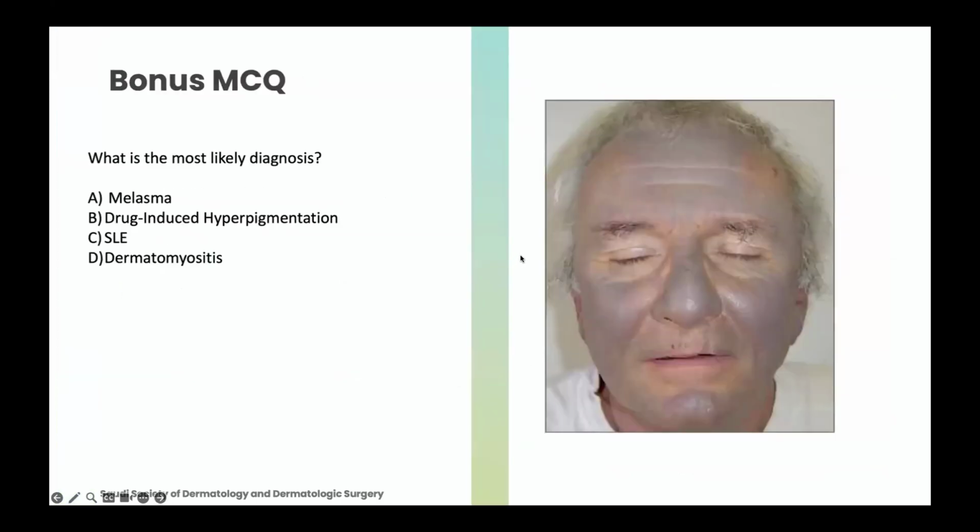Okay, what is this? Perfect. What medication are you thinking about? Amiodarone, correct. Correct, perfect. That is a good answer. Really good answer. Okay. So it's drug-induced hyperpigmentation from amiodarone. And we have actually many different types of drug-induced hyperpigmentation.